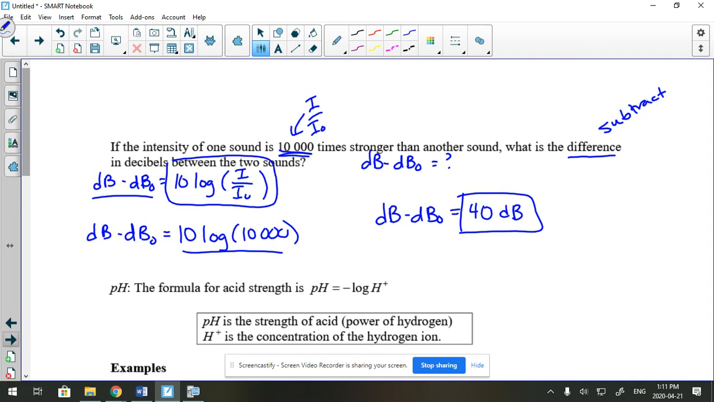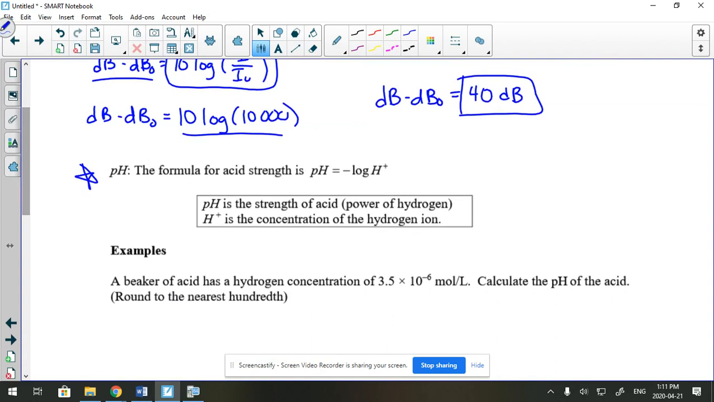That's it for sound. The last topic we're going to cover is pH. So this has to deal with the acidity of different substances, and again, it is based upon using logarithms. So the formula for acid strength is your pH equals negative log of the concentration of the hydrogen ion.